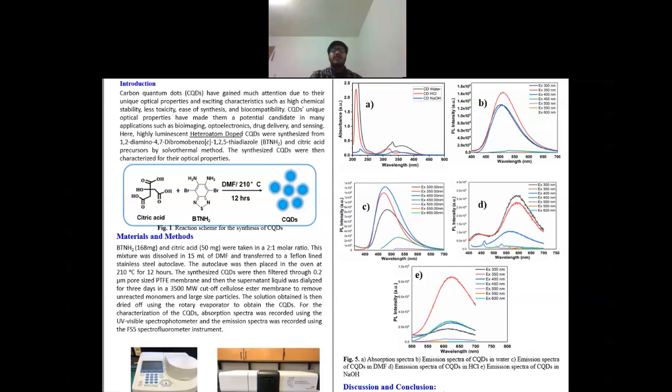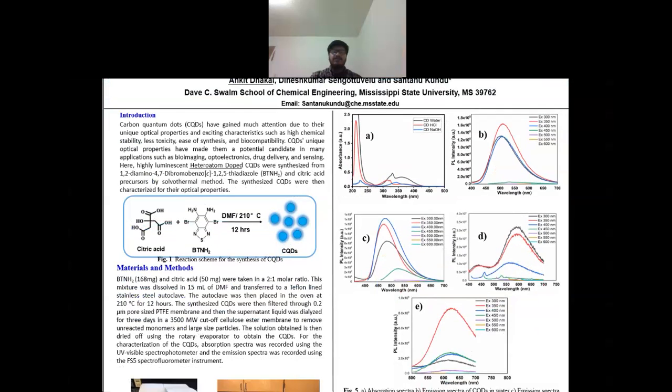The absorbance spectra for these carbon dots was obtained using the UV visible spectrophotometer. The spectra can be seen in figure 5a. Here we see around 2 peaks in the range of 200 to 450 nanometers, with the maximum being at around 200 to 250 nanometers. This peak corresponds to the pi to pi star transition in the conjugated system of carbon dots. In this transition, the electrons are transferred from the bonding pi orbital to an anti-bonding pi star orbital.